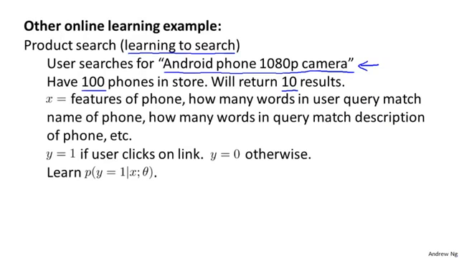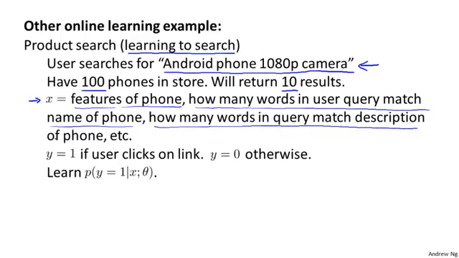For each phone, and given a specific user query, we can construct a feature vector x. The feature vector x might capture different properties of the phone. It might capture things like how similar the user search query is to the phone. So we capture things like how many words in the user search query match the name of the phone, how many words in the user search query match the description of the phone, and so on. So the features x capture properties of the phone, and how well the phone matches the user query along different dimensions.